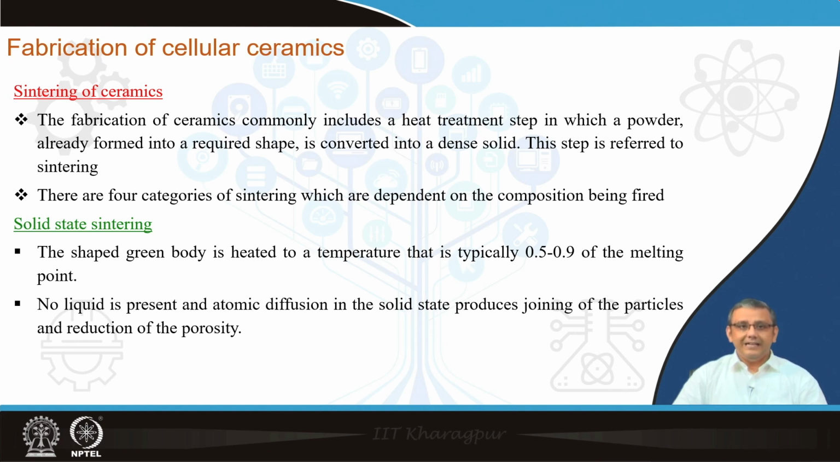Now, in sintering there are different variations. The first process is called solid state sintering, and this is also the process which is typically employed for porous ceramic fabrication. In sintering, the green compact is heated to a high temperature, which typically ranges between 0.5 to 0.9 of the melting point, and because of this high temperature and the duration for which the green body is held at it, a significant amount of mass diffusion takes place and that gives rise to good bonding between the individual particles.